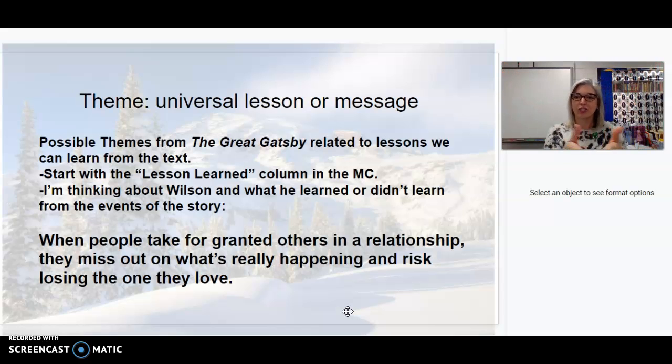You can apply it to Tom and Daisy. You can apply it to Wilson and Myrtle. You can apply it to reality TV shows. You can apply it to real life. You can apply it to any number of movies or books, right? Where an affair happens, where a relationship falls apart because people take each other for granted. That's a universal theme.